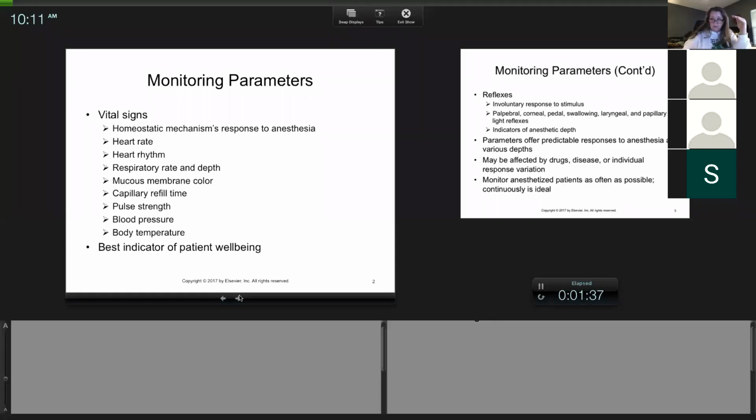So you've got to know what you're starting with. Hopefully you're starting with a nice, healthy patient, but not every animal is going to fit into this little cookie cutter mold.